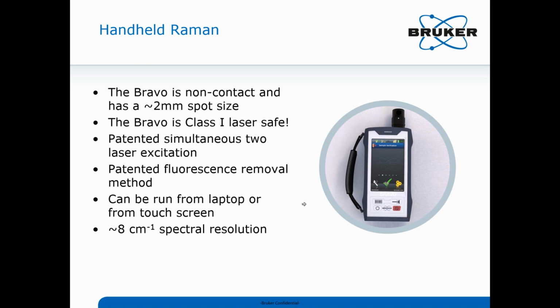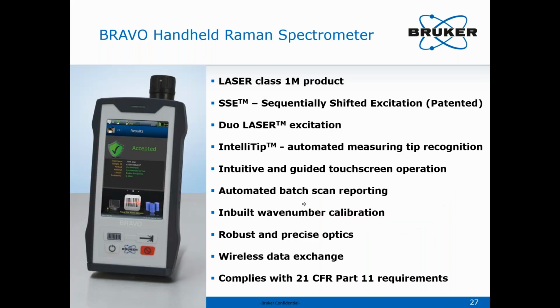We talked about fluorescence being an issue, and in the Bravo, we actually have some patented methods to get around that. So again, class 1 laser safe, we have what we call the SSE, where we shift the laser excitation wavelengths actively to strip off the fluorescence, and that's patented by Bruker. We use 2 lasers all the time on the system, so if the fluorescence is bad at one wavelength, it might not be at the other, as I indicated earlier. And all that is built onto this little system. It has the built-in wavelength calibration with the neon lamp right in there, and it complies fully with 21 CFR Part 11. You can just scan a barcode and go do the raw material ID.